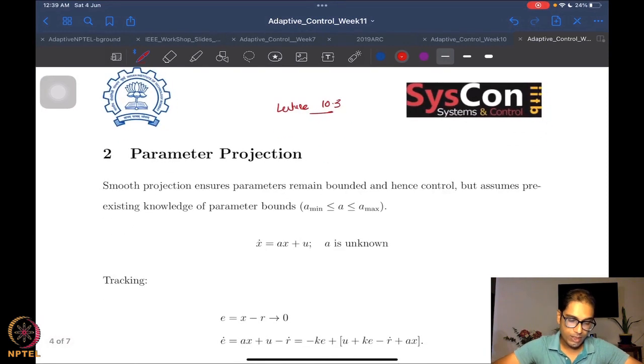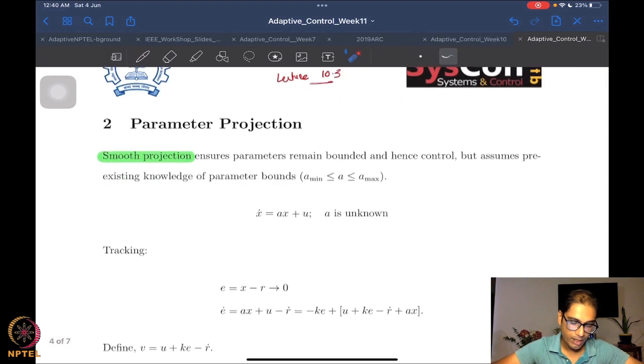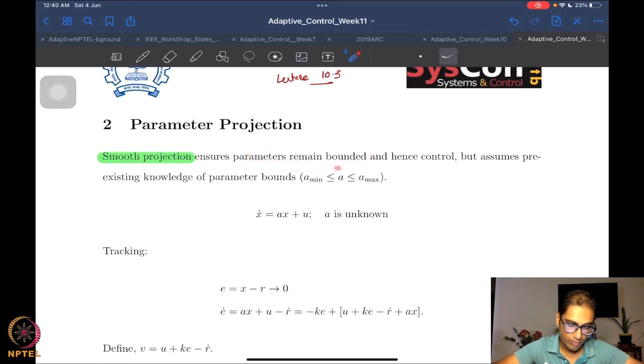Yeah. So what is parameter projection? What we are looking at is called smooth projection, right? There is also a non-smooth version, which we are not looking at right now, but yes, a non-smooth version also exists. So we are looking at smooth projection. This ensures that the parameters remain bounded within pre-specified parameter bounds. These bounds, a min and a max, have to be provided by the end user. So it's expected that the end user does have some knowledge of these unknown parameters, right? And once we ensure using some smooth projection algorithm that your parameter estimates remain bounded, then the control itself also remains bounded. All right, excellent.